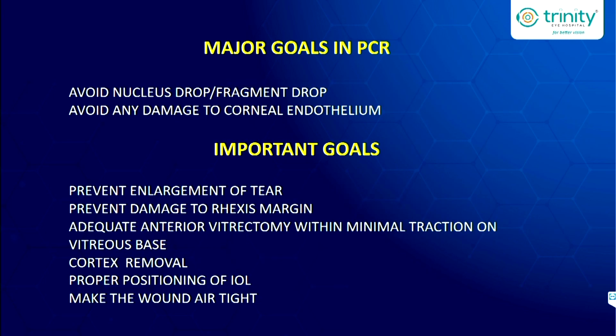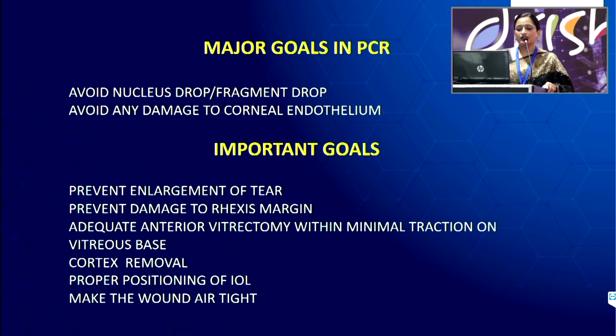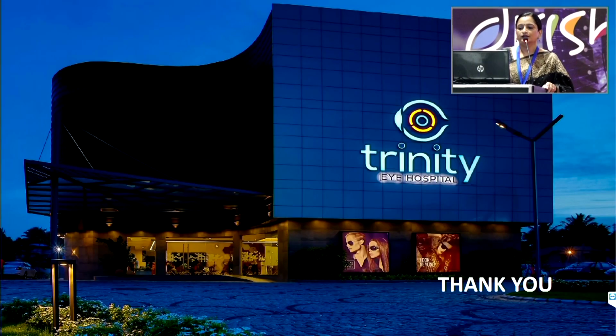So this is my last slide. Avoid nucleus drop, avoid fragment drop, any damage to the corneal endothelium, prevent enlargement of the tear, prevent damage to the rhexis margin, and all the cortex should be removed, and proper positioning of the IOL should be done, making the wound airtight after putting a suture. Thank you.